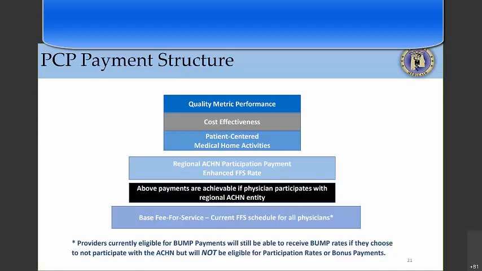our new payment structure beginning October 1 will include an enhanced fee-for-service rate structure for certain procedure codes, but bonuses will also be awarded on a quarterly basis for 3 metrics: quality measure performance, cost effectiveness, and patient-centered medical home activities. As previously mentioned in our attribution slides, attribution also has an impact on our bonus methodology, for all 3 metrics, including quality, cost, and patient-centered medical home activities.